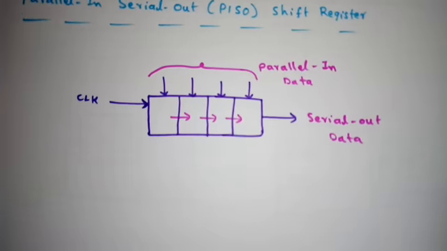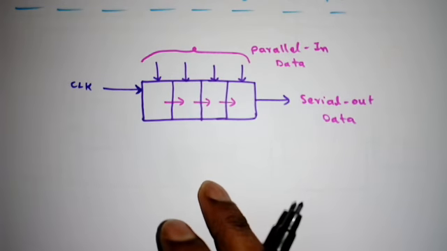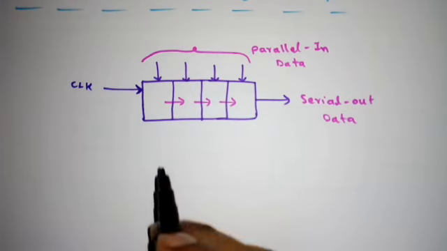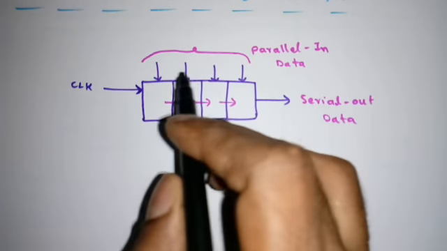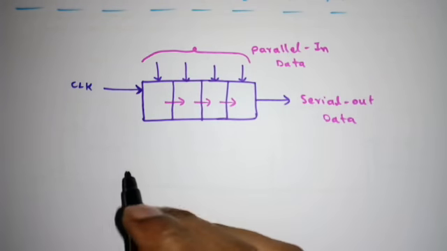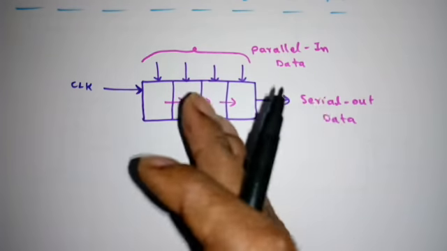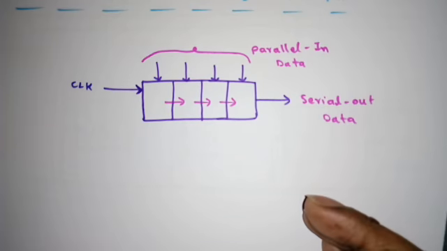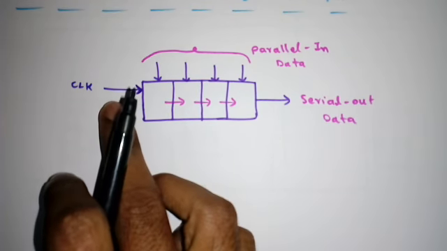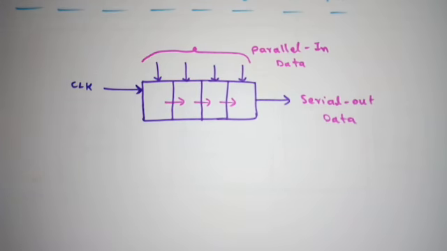This is the 4-bit parallel in serial out shift register block diagram. Here we are loading the data parallelly, that is 4 inputs, and we are shifting the data towards the right side to take the serial data out. And we are using a positive edge triggered clock, right? If there is no bubble, it is a positive edge triggered clock.